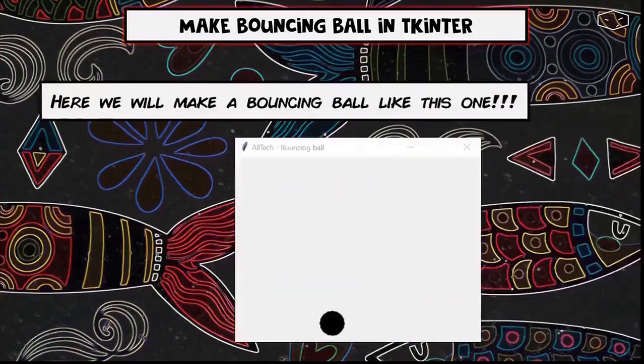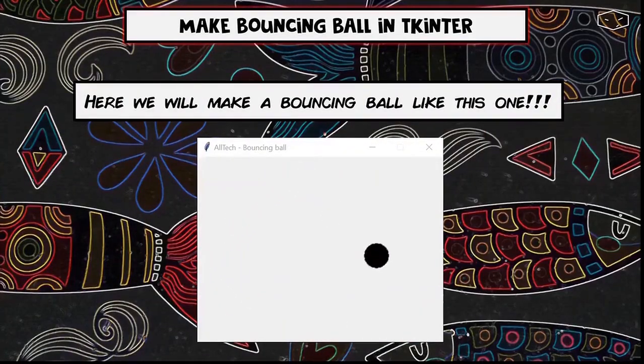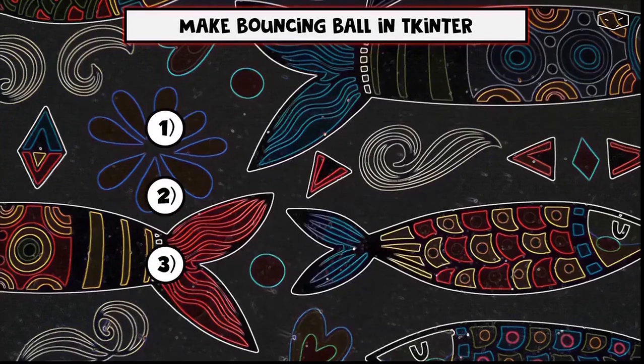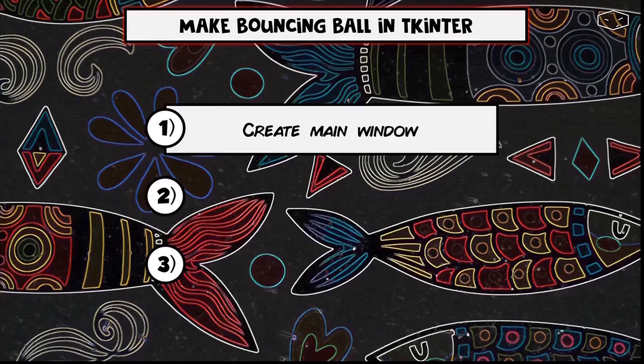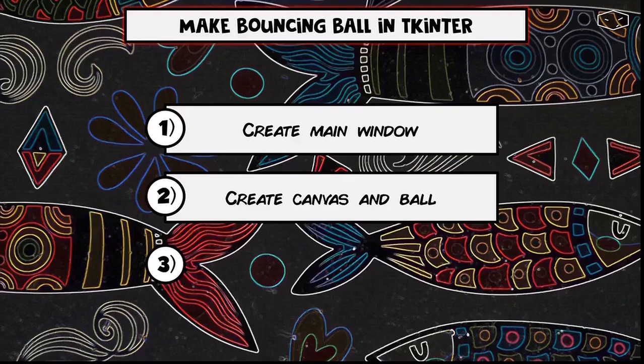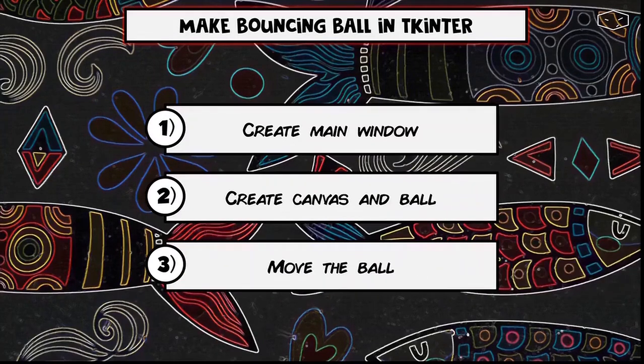Hello again. In this video, we will do a bouncing ball like this one. The main steps for doing this are, first we create the main window, then we create the canvas and the ball, and finally we move the ball.